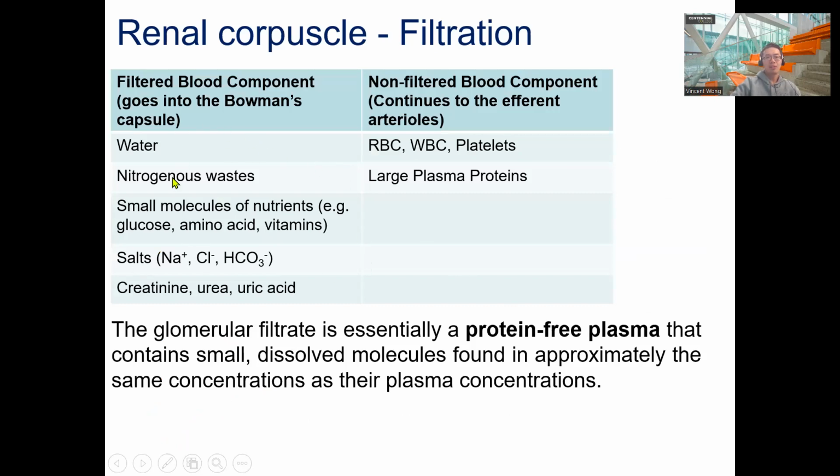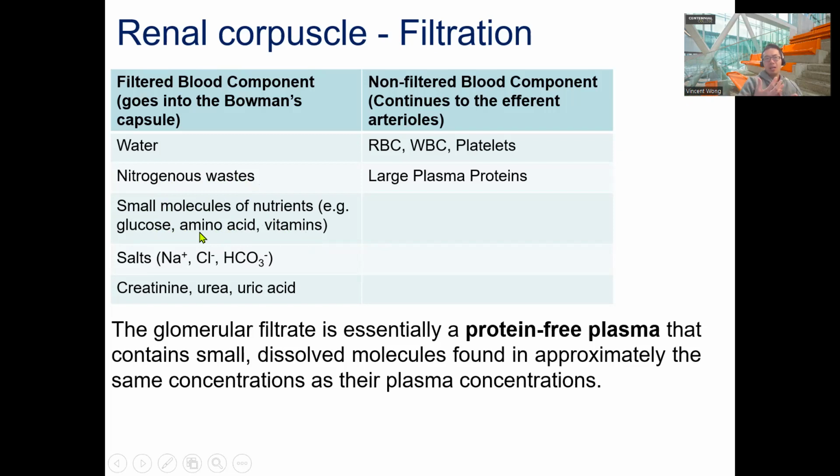So here are some of the things that actually go into the Bowman's capsule. We have water. Again, not all of the water in the blood, a majority of it. The rest will continue forward. We have some nitrogenous waste, such as ammonia and urea. Small molecules like glucose, amino acids, and vitamins will be able to go through. And these are things that we actually want to keep, right?